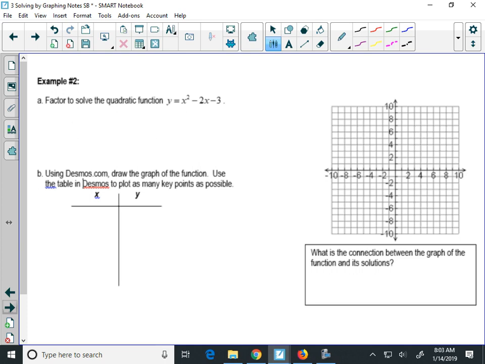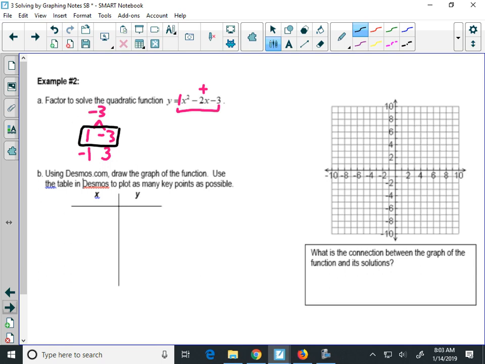So let's start here with example 2. It says factor to solve this quadratic. We have x squared minus 2x minus 3. 3 terms, no GCF. We're going to factor by using split the middle. We're going to have a 1 in front. 1 times negative 3 is negative 3. I need to add to negative 2. So my options are 1 and negative 3 or negative 1 and positive 3. It looks like 1 and negative 3 gives us negative 2 when we add.